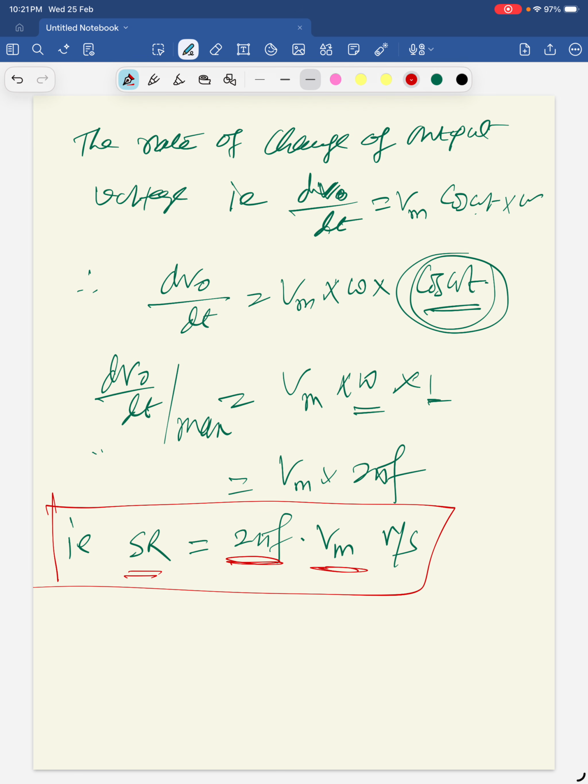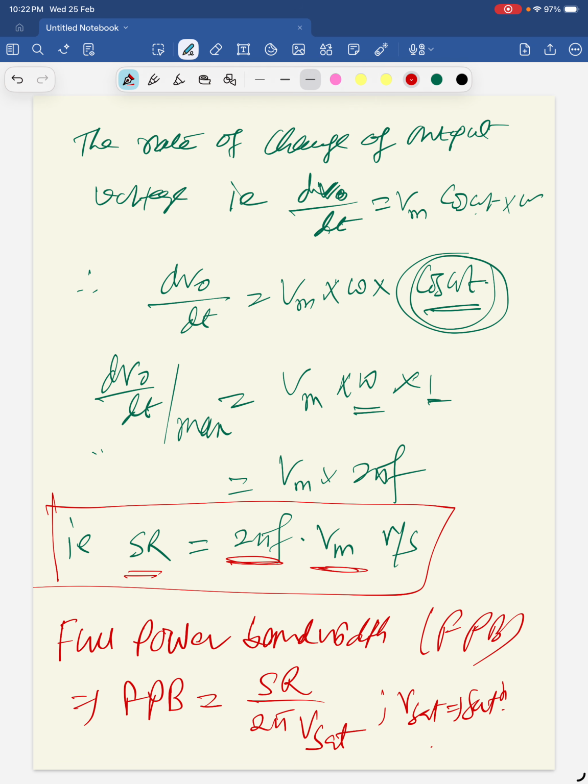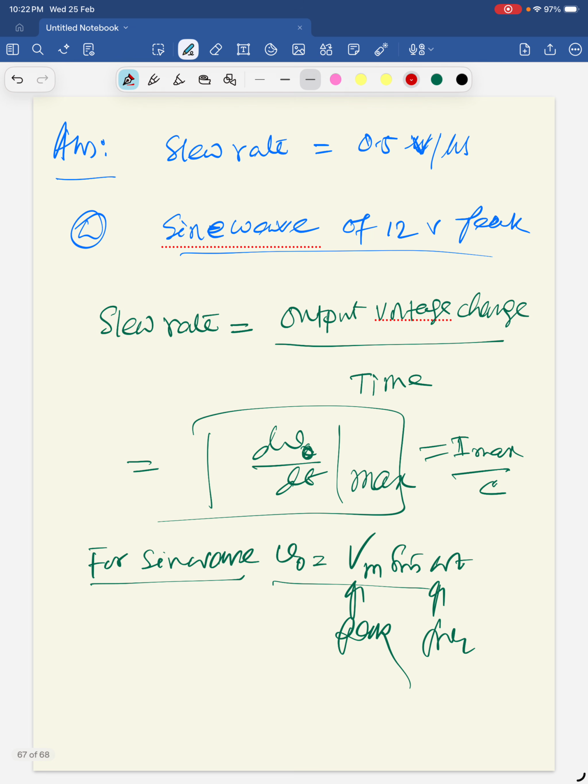The full power bandwidth, FPB. So FPB is equal to slew rate divided by twice pi Vsat, where Vsat is the saturation voltage for an op-amp. So these are the important formulas. Now we will come to the numerical.